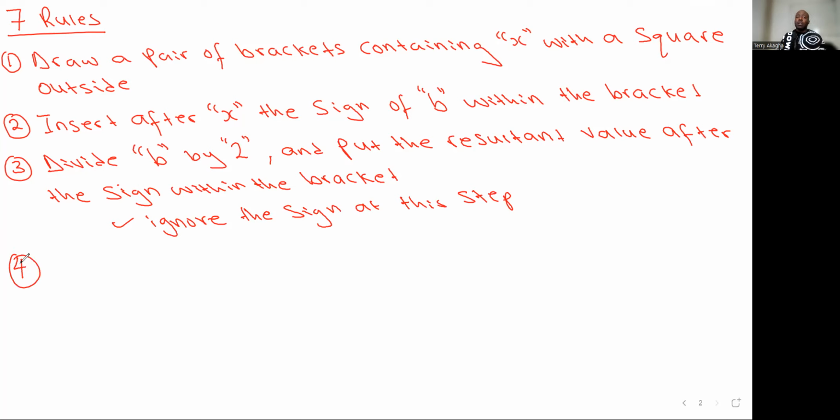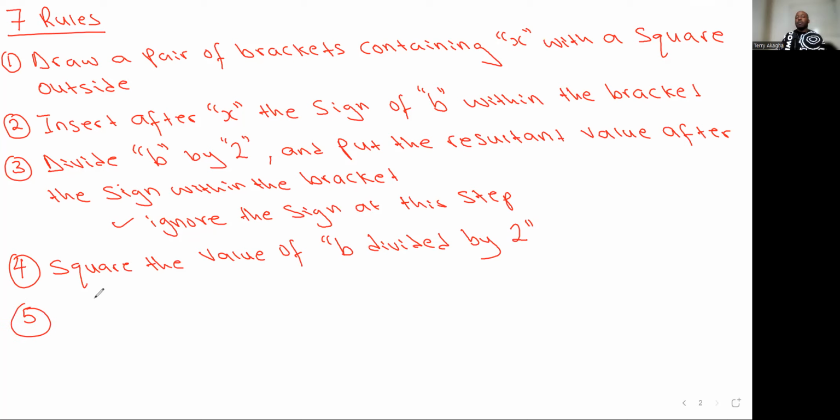Then number 4, you square the value of b divided by 2, and not just the value of b. I'll put it like this: the value of b divided by 2. I think that will make more sense, and it will be easier for you to understand.